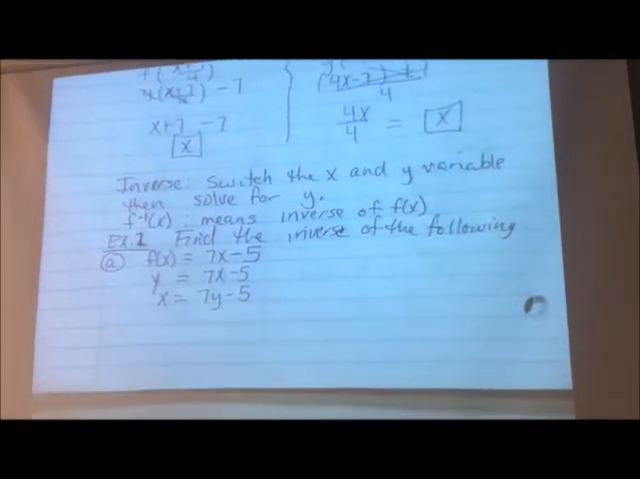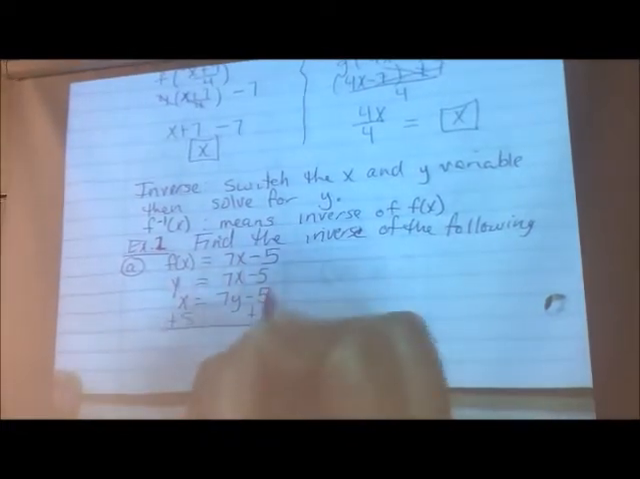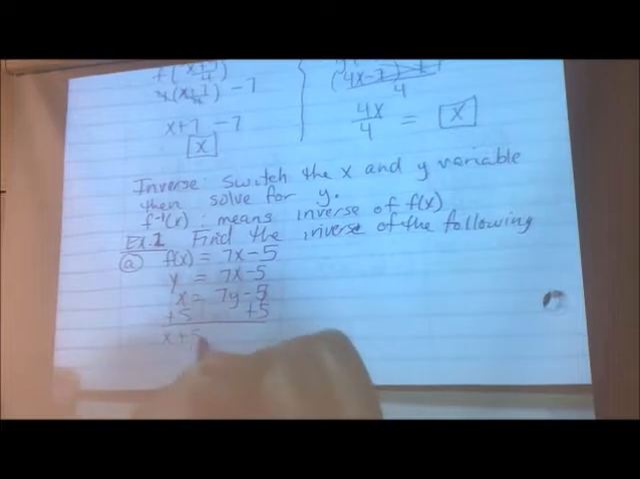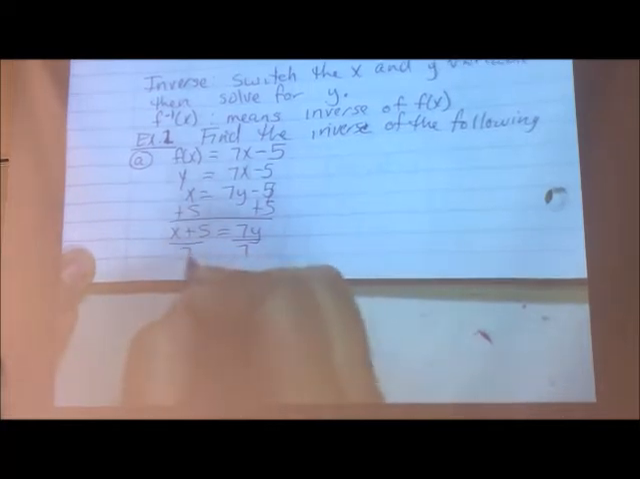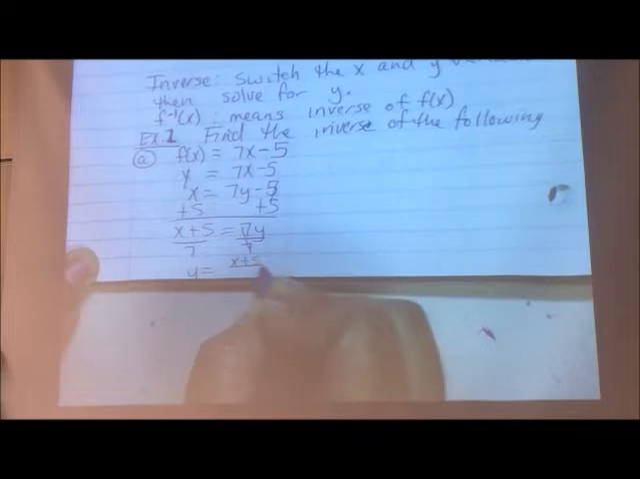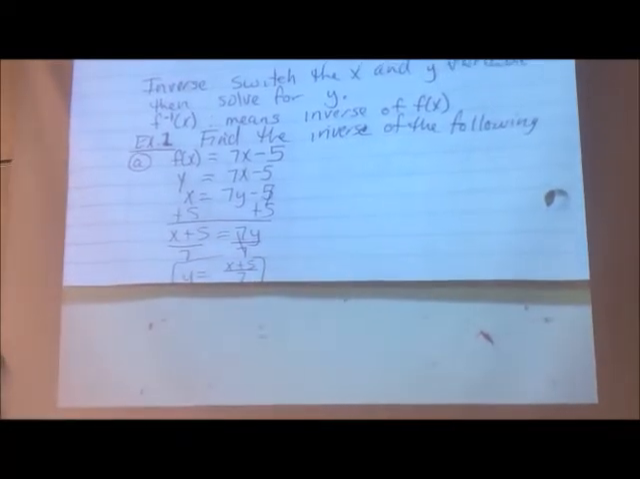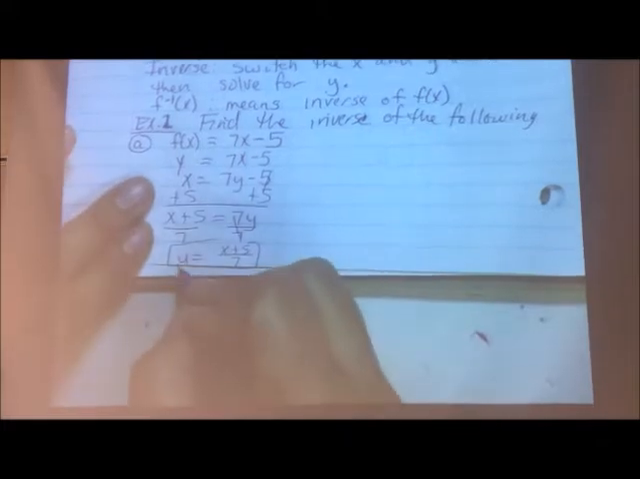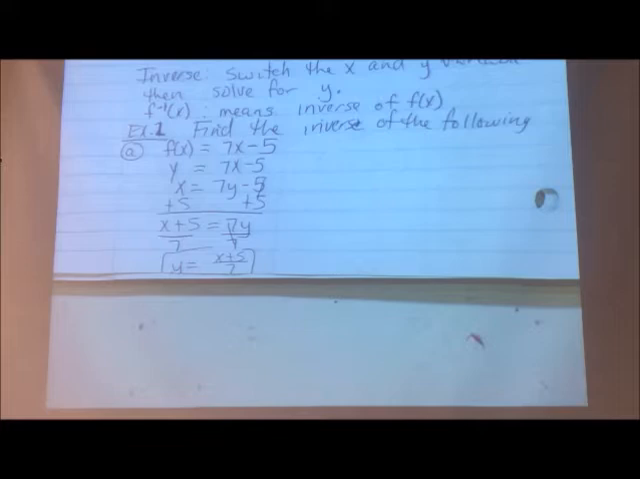Plus 5, very good. So we add 5, we add 5. x plus 5 equals 7y. And then what do we do? Divide by 7. So then y equals x plus 5 divided by 7. And there's your answer. That's how simple that is. How bad is that? Not bad.